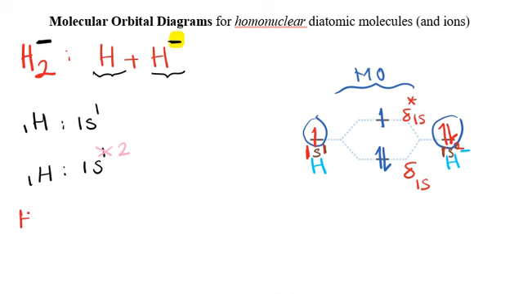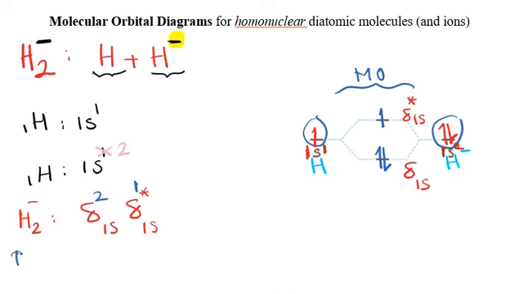Let's write for H2 minus what we have. Sigma star has 1 electron, and sigma has 2 electrons. So I'm going to add 1 electron and 2 electrons here. This is what we get from the molecular orbital diagram.